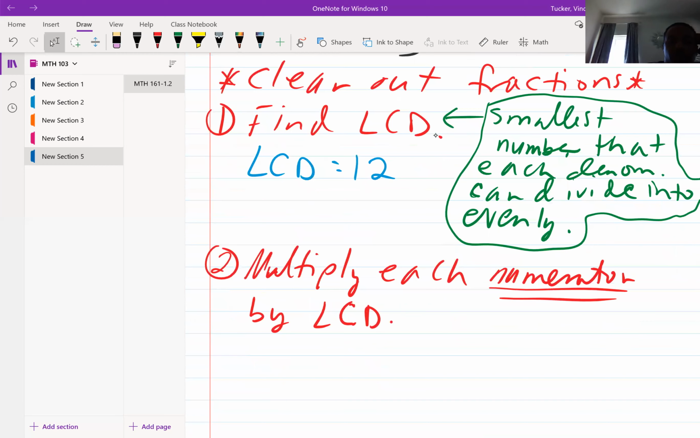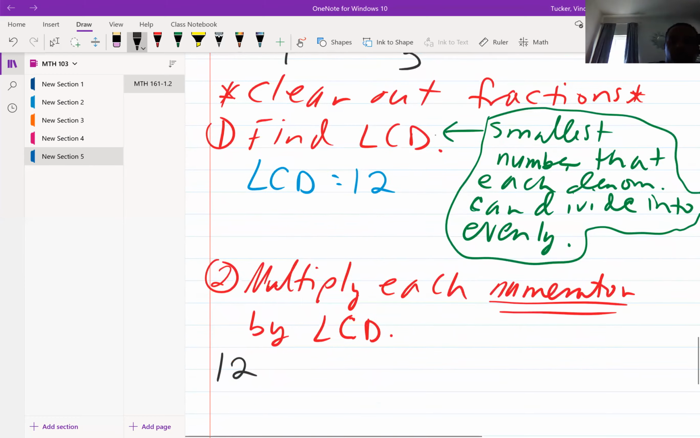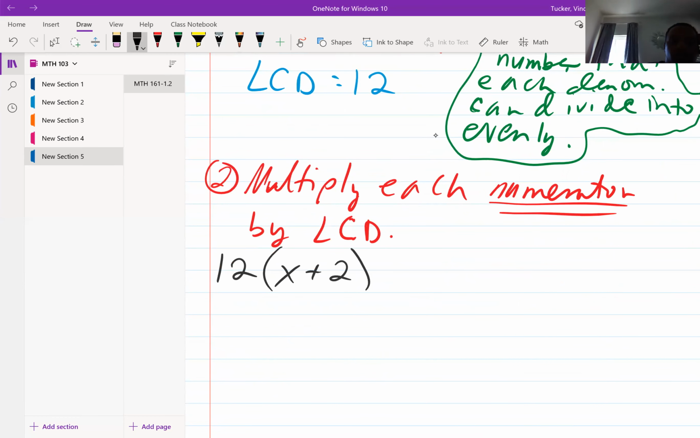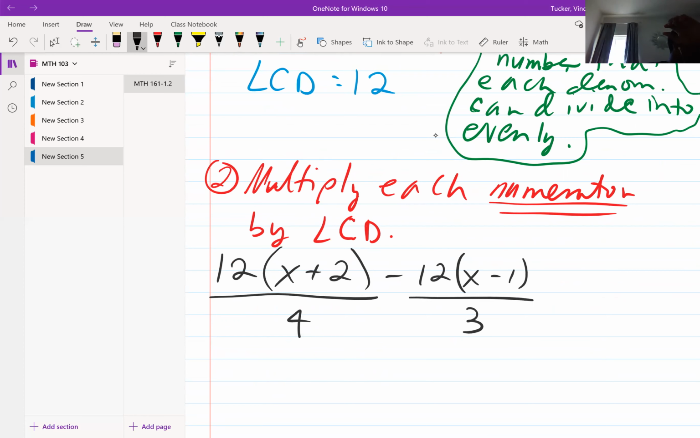All right, so we have to multiply each numerator by that 12. I haven't distributed it yet. You'll see why in a second. And also don't forget this 2 over here. A lot of times people forget the terms that do not have a fraction and they don't multiply by the 12, but everything needs to be multiplied by the 12 in order to keep your equivalency.